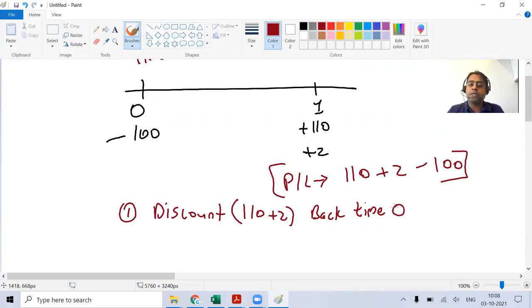So the first adjustment could be to discount that 110 plus 2 and bring it back to the present value, and then we compare it with 100. That is one way to do it.